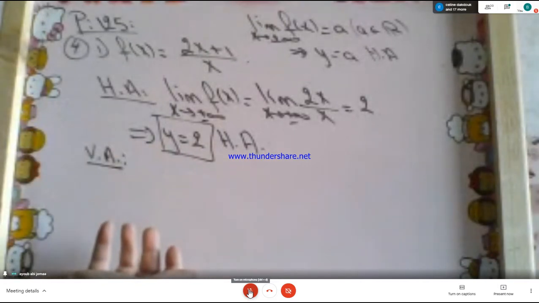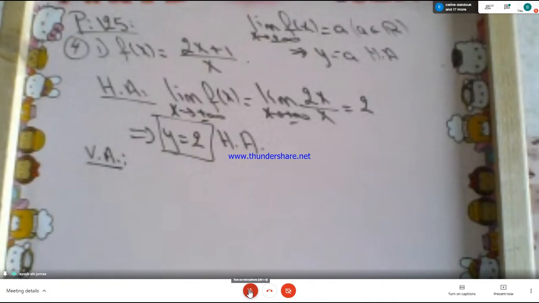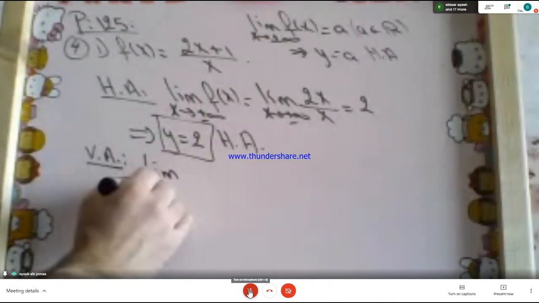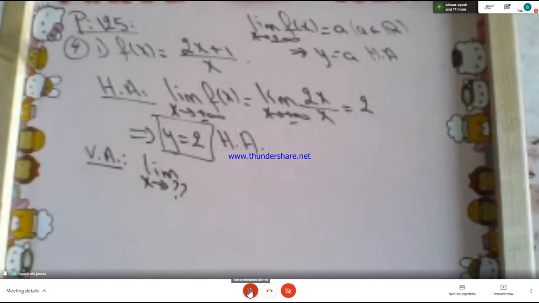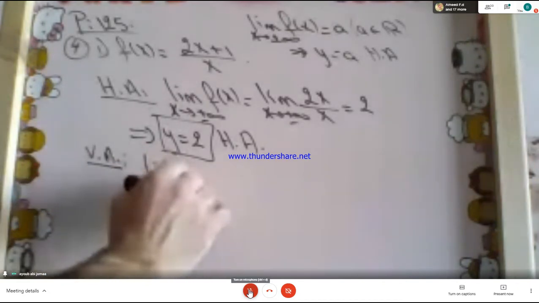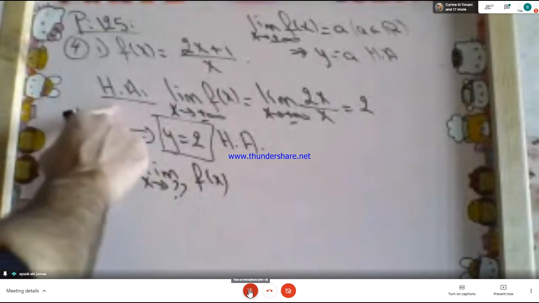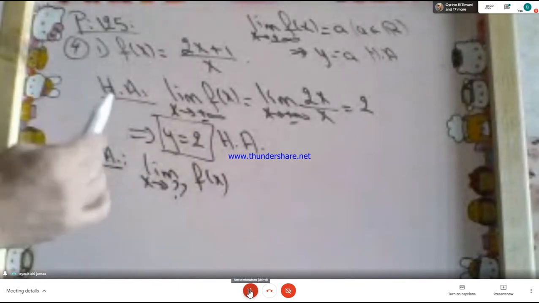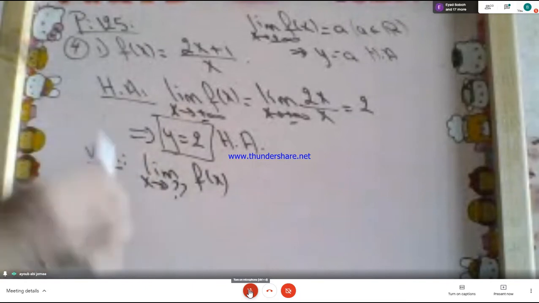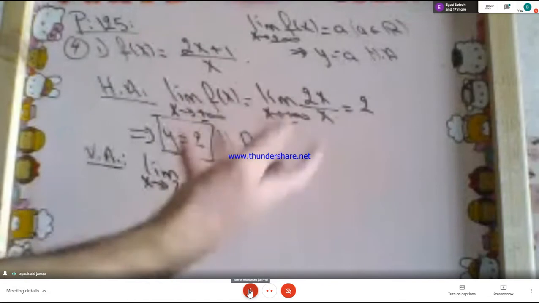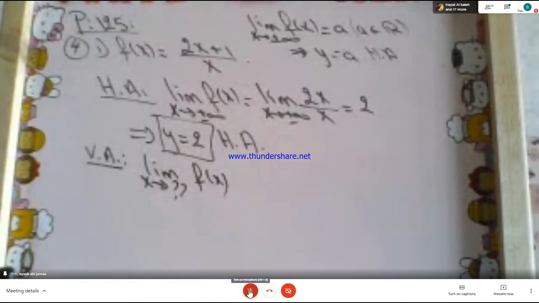How to find it? Limit as x approaches what? There's no relation between the horizontal asymptote and the vertical asymptote. So here you don't find the limit as x approaches infinity.